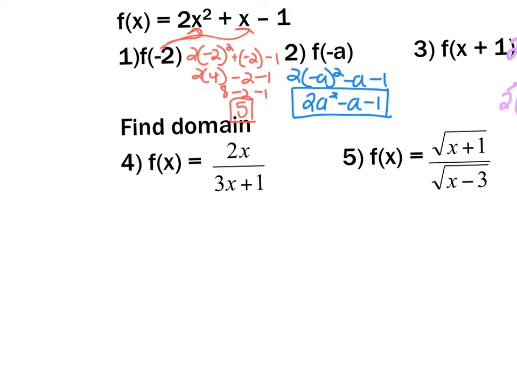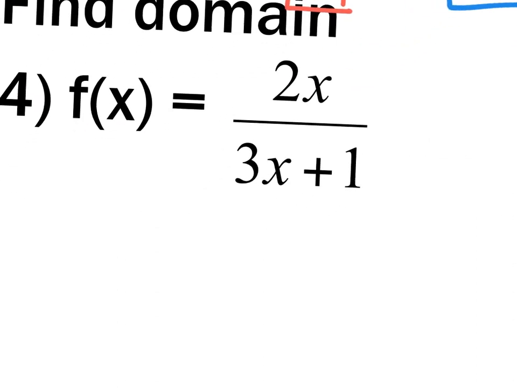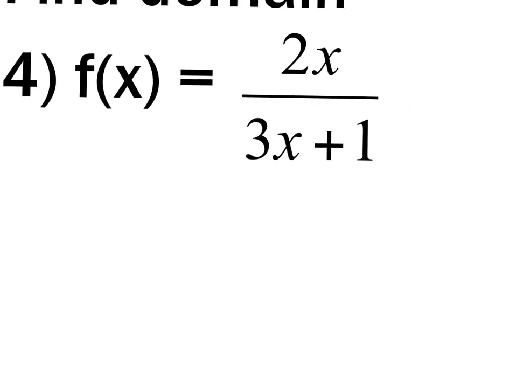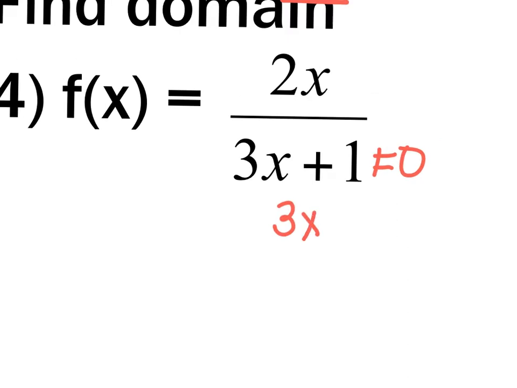And then the third was the combination of the 2. If that root is now in the bottom, it can't be negative and it can't be 0, which means I set it greater than 0, right? Any questions on what we're looking for? Okay, so in 4, which case do I have? Variable in the bottom. So I'm going to say that this cannot equal 0. So 3x cannot equal -1, and x cannot equal -1/3.